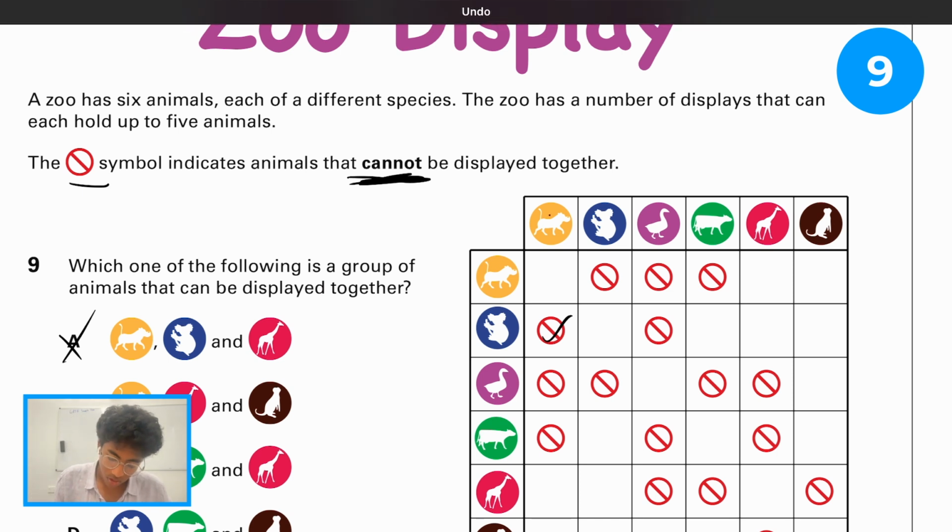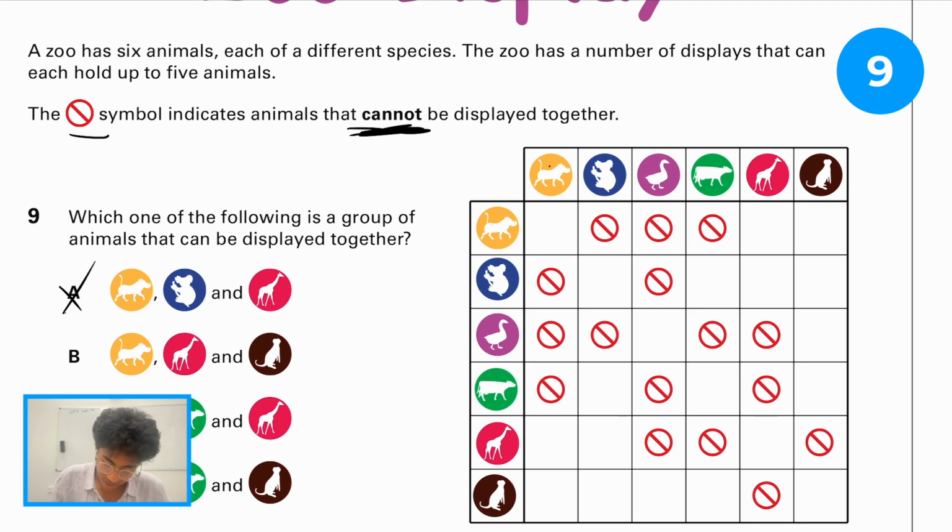All right, now let's look. The boar and the giraffe. Boar and giraffe, that works. Okay. Boar and meerkat. The boar and meerkat can live together. Then the giraffe and meerkat cannot live together. See? That means the giraffes and meerkats can't live together, so this group can't live together.